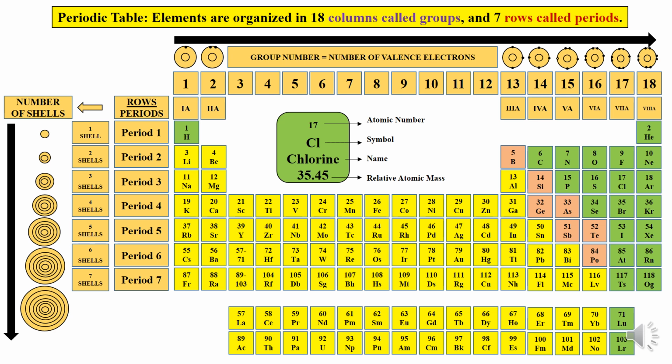Now in the periodic table, each element is assigned a box, and within the box you will find the details of the element. Like in case of the chlorine element, you will find the name of the element, the symbol of the element, its atomic number, and its relative atomic mass.